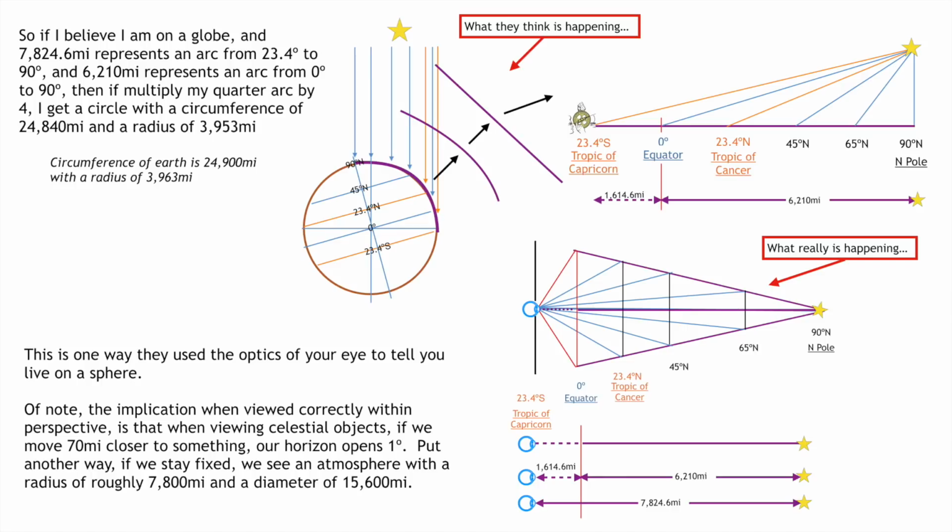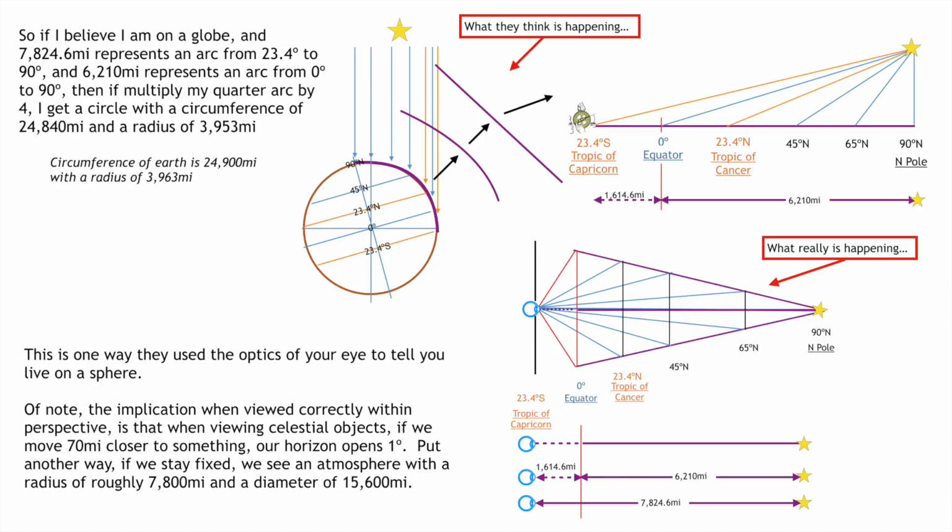So again, what they think is happening is up here on the right. What is really happening is that they are not taking into consideration that additional 23.4 degrees that is dropped from the vertical field of view to our eye line. So this is one way they use the optics of your eye to tell you that you live on a sphere. Of note, the implication when viewed correctly within perspective is that when viewing celestial objects, if we move 70 or 69 miles closer to something, our horizon opens up about 1 degree, or it moves along 1 degree within perspective.